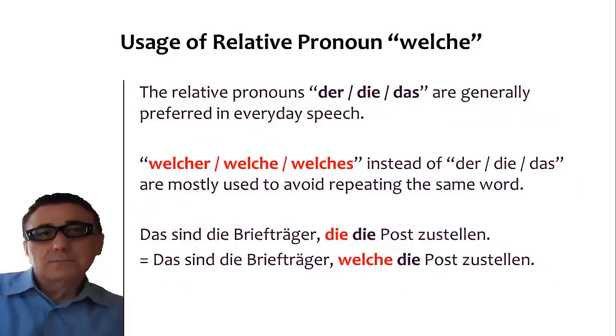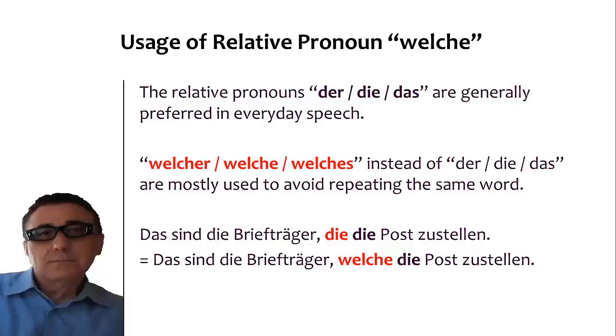Relative pronouns der, die, das are generally and widely used and preferred in everyday speech. But sometimes the relative pronoun must be used 2 times. I will give you an example. Look at this. Das sind die Briefträger. Briefträger means postman. Das sind die Briefträger, die die Post zustellen. Zustellen means deliver. As you see, two different d's came next to each other.